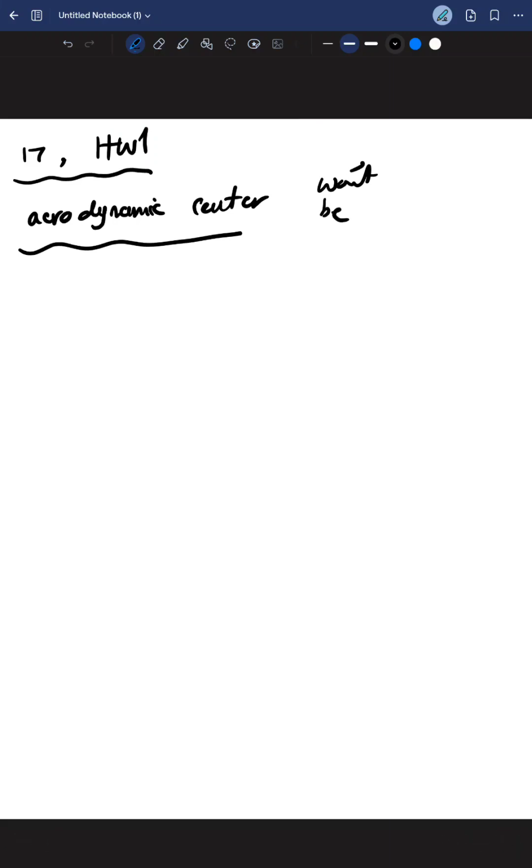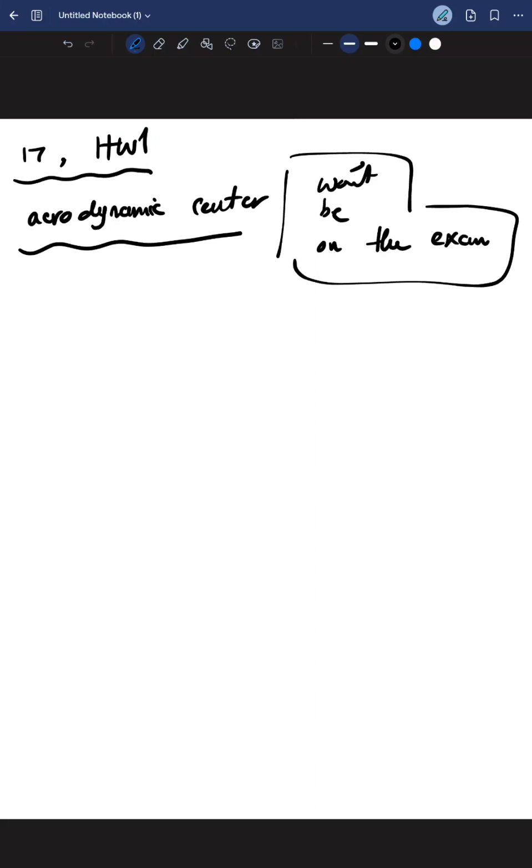We are asked to find the location of the aerodynamic center, but we didn't really talk about the aerodynamic center that much. I would say the aerodynamic center is a point at which the moment does not change. So based on this fact, you can find the location of the aerodynamic center. This won't be on the exam though. So don't worry about problem 17.